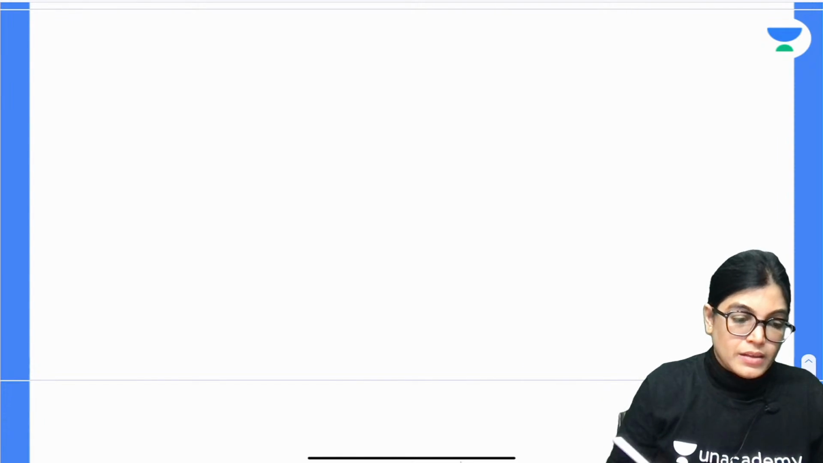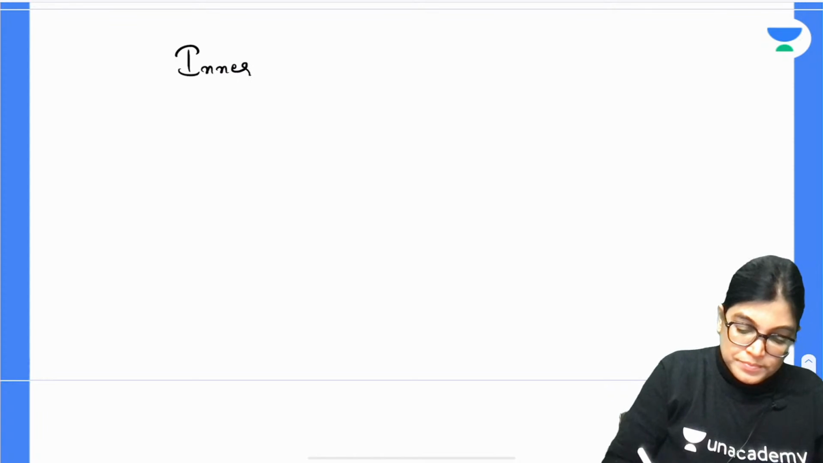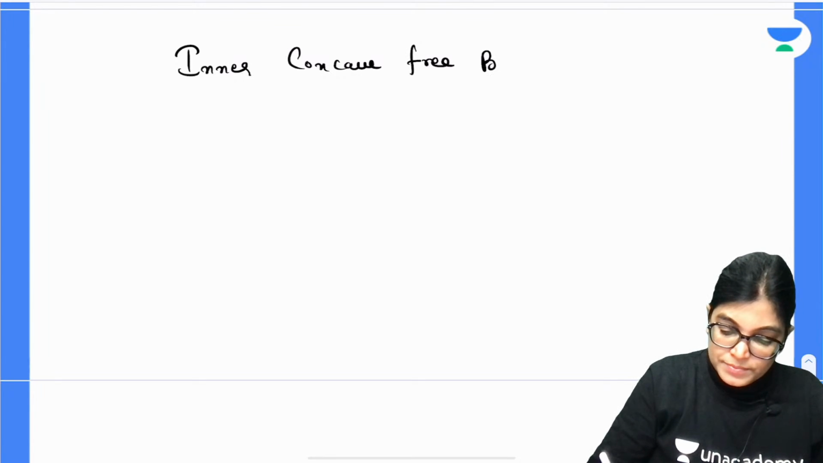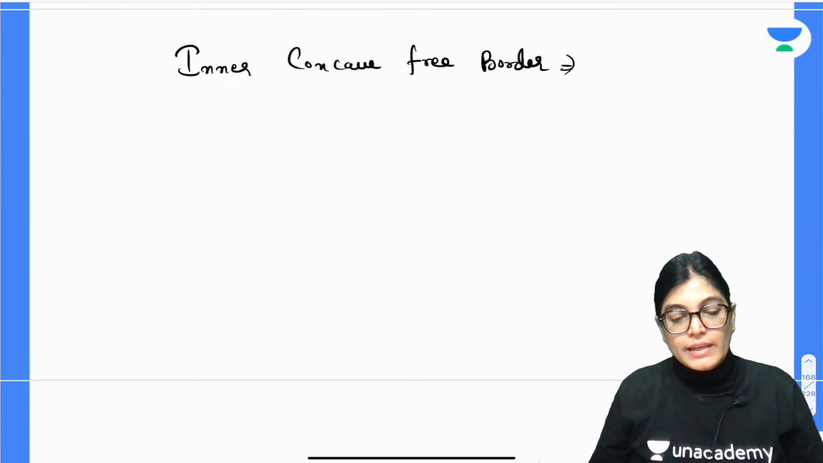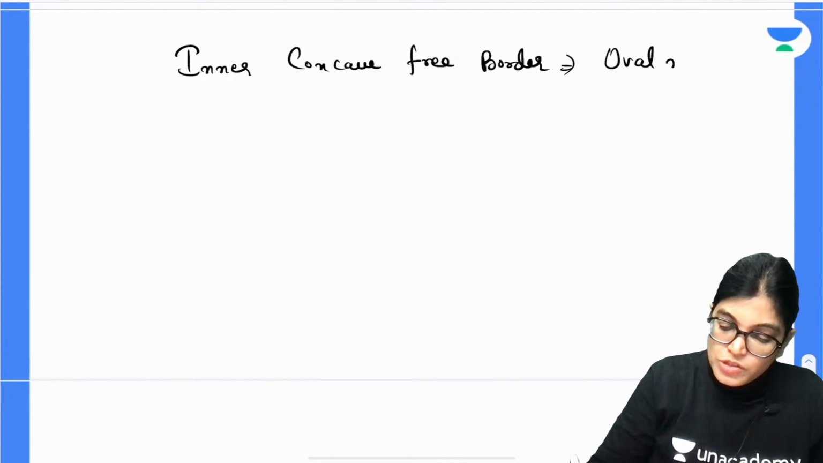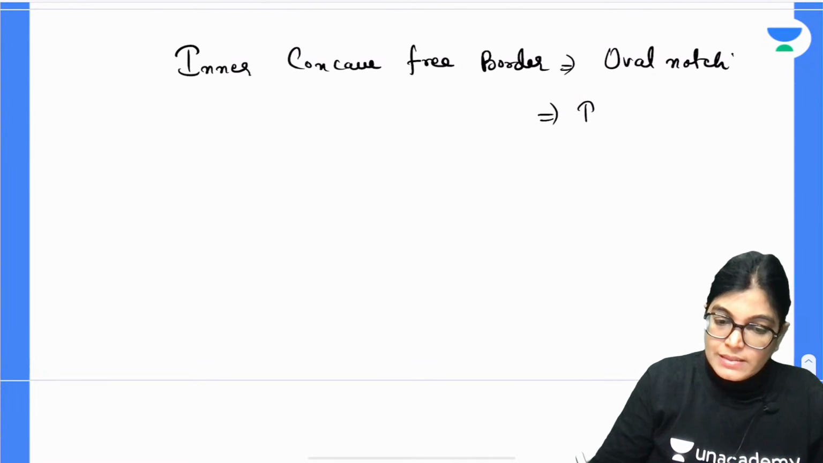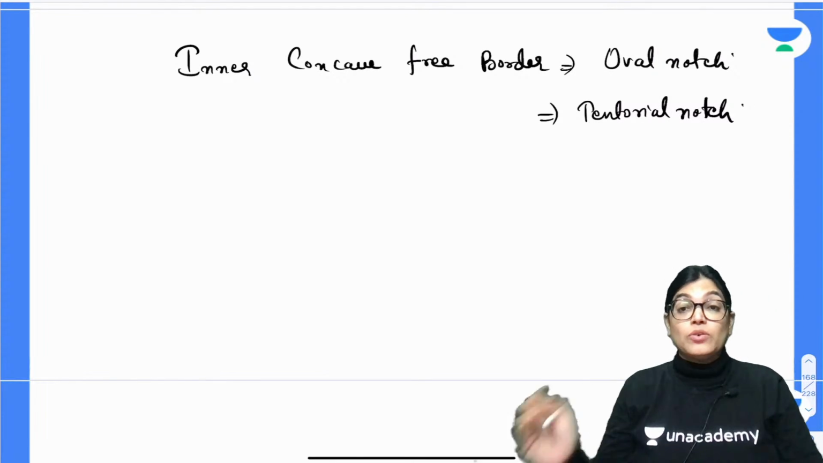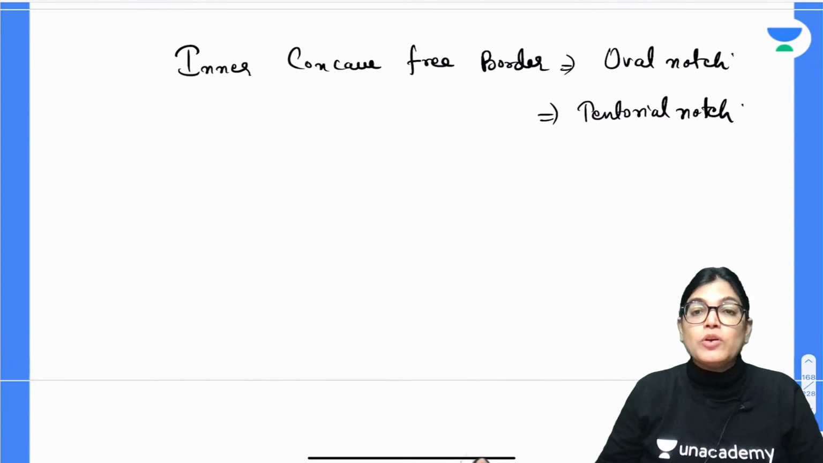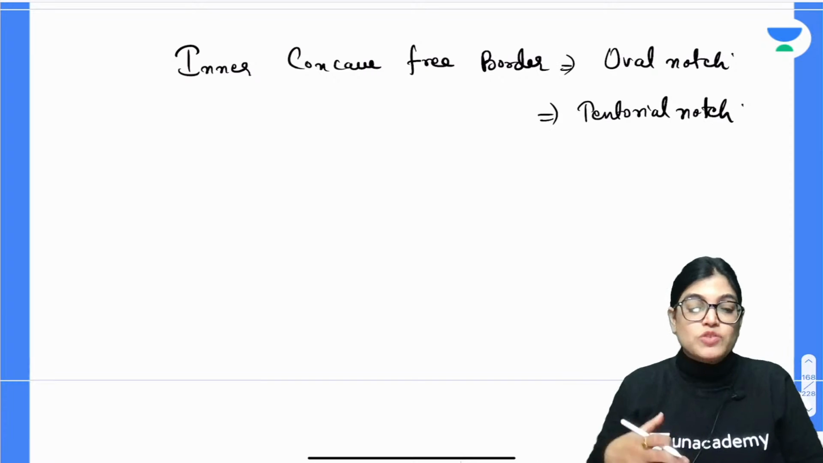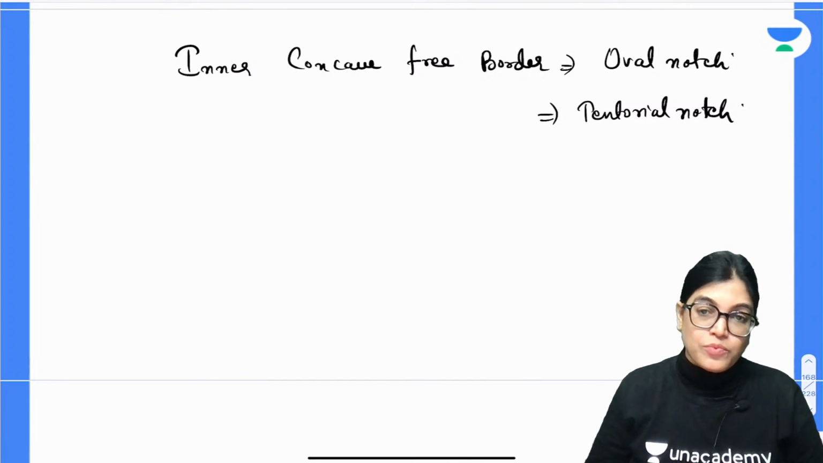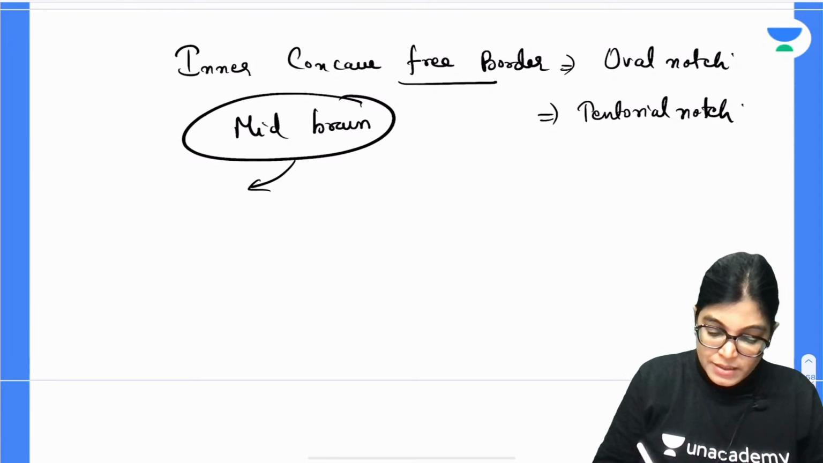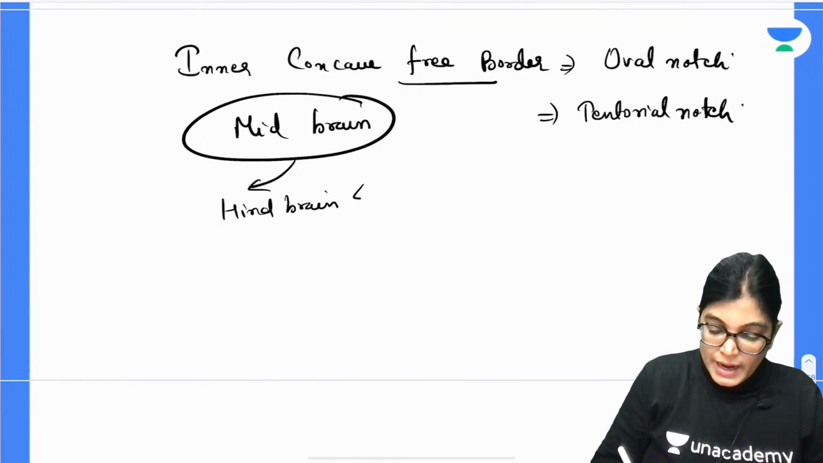Now, the inner concave free border is called the oval notch, and this is also called the tentorial notch. My dear aspirants, this tentorial notch will act as a door of the tentorium. What do you mean by the door of the tentorium? It means this notch forms connectivity between the hindbrain and the forebrain. The midbrain is passing through this tentorial notch, and this connects the hindbrain to the forebrain.